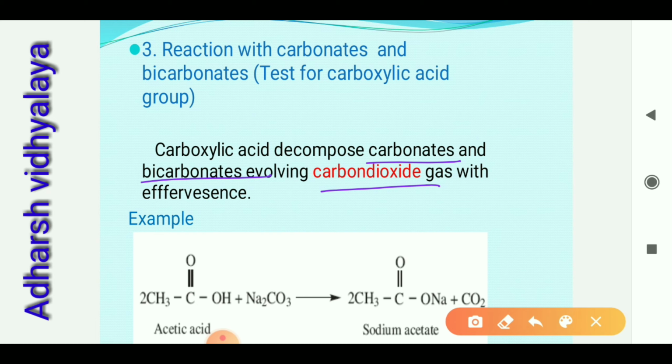Listen students, what will happen here? When carboxylic acid reacts with sodium carbonate, the acetic acid liberates carbon dioxide from sodium carbonate. It forms sodium acetate with liberation of carbon dioxide.